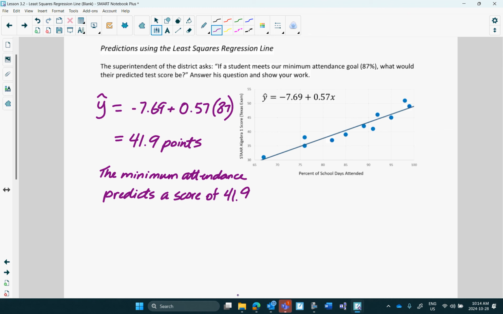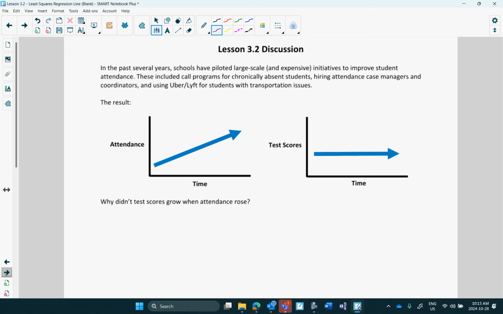Okay. So really what I want you to get out of this is the definition, the meaning of a least squares regression line, the form it takes, how we can analyze the slope and y-intercept in it, and how we can do some calculations with it. Okay? Just a quick discussion.